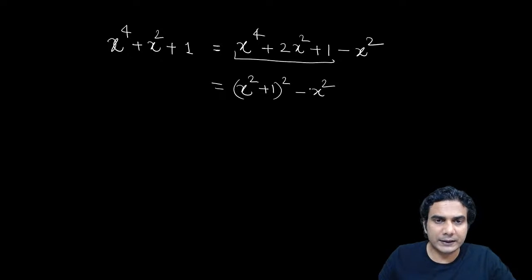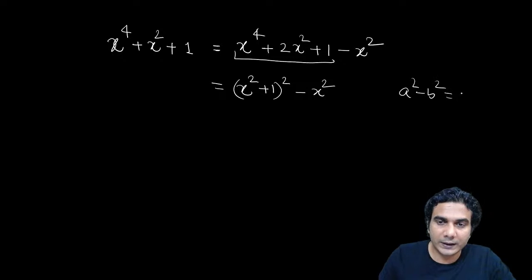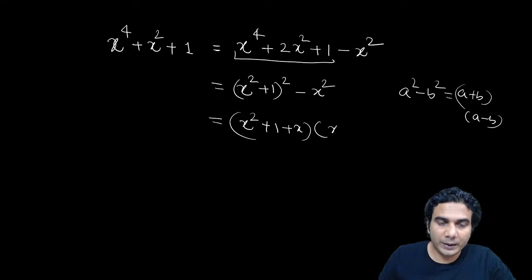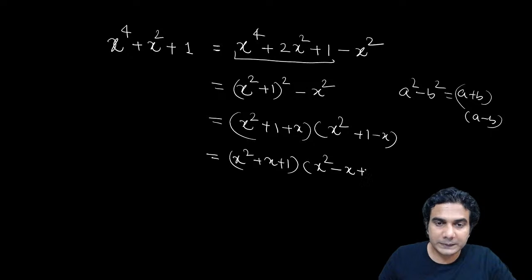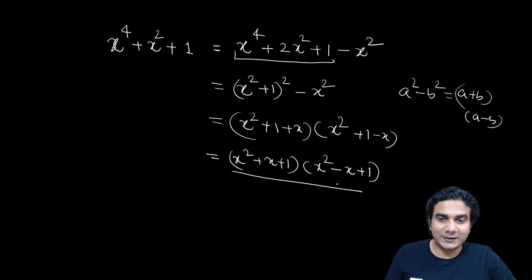All right, so you can write this x raised to 4 plus x square plus 1 as x square plus 1 the whole square minus x square. Now apply the formula of a square minus b square. So a square minus b square is a plus b into a minus b. Using that you can write x square plus 1 plus x as a plus b, into a minus b, which is x square plus 1 minus x. So the first term will be x square plus x plus 1, and the second term will be x square minus x plus 1. All right, so this is the way to factorize it.